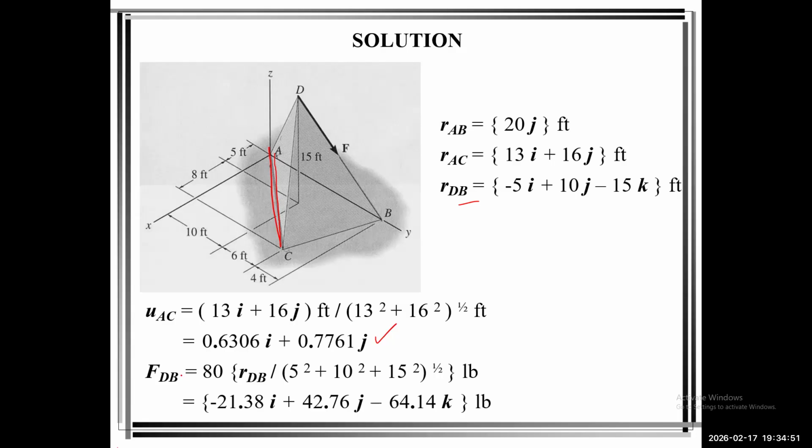The force, DB, you find the position vector of DB, which you have, and you divide it by its modulus right here, and you multiply by the magnitude of the force, and you get this into Cartesian form. See, done. And then now you can proceed to do the triple scalar product.